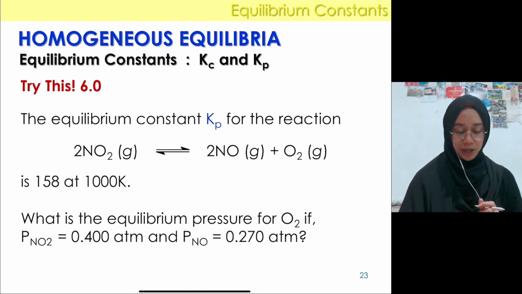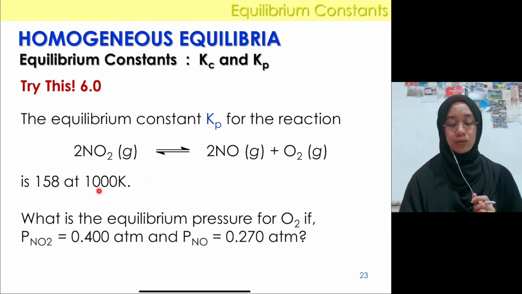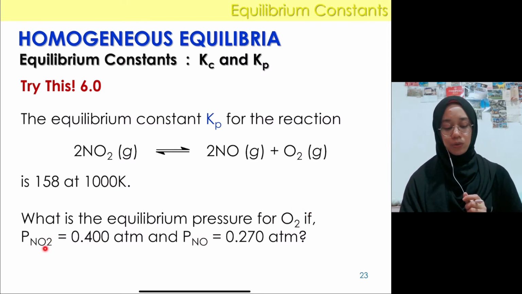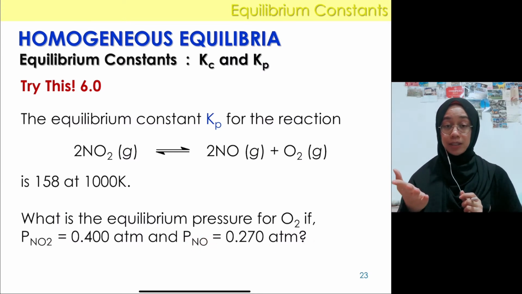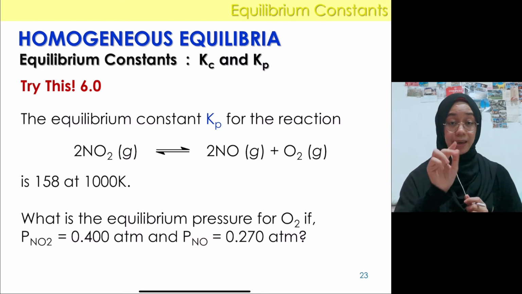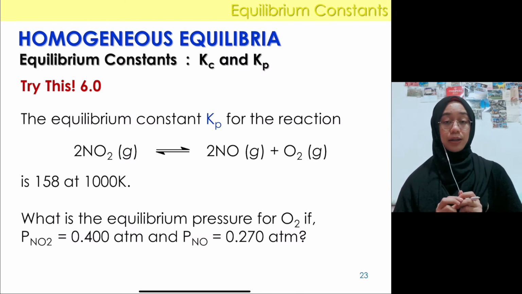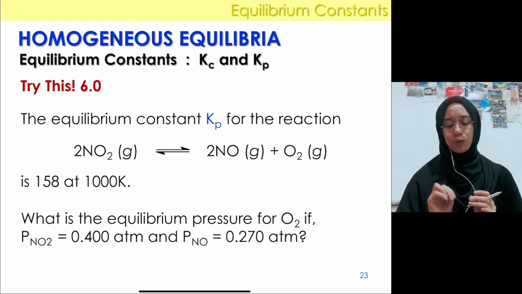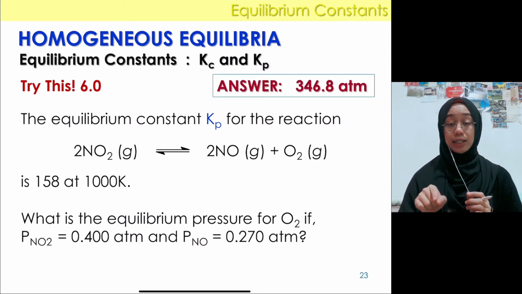Okay, so in this case pula you have been given the KP. So the KP untuk reaction ni adalah 158 at 1000 Kelvin. Okay, so what is the equilibrium pressure for O2 if the partial pressure untuk NO2 is this one and the partial pressure untuk NO pula adalah this one. So again, apa first thing kamu kena buat? Express dahulu KP. Nanti lepas tu baru kamu carilah partial pressure untuk O2. Okay, so I think this one adalah untuk homogeneous equilibria. Kita settle yang ni. Kita masuk pula yang seterusnya. Oh, dah ada answer kat situ. Nanti kamu tengok.